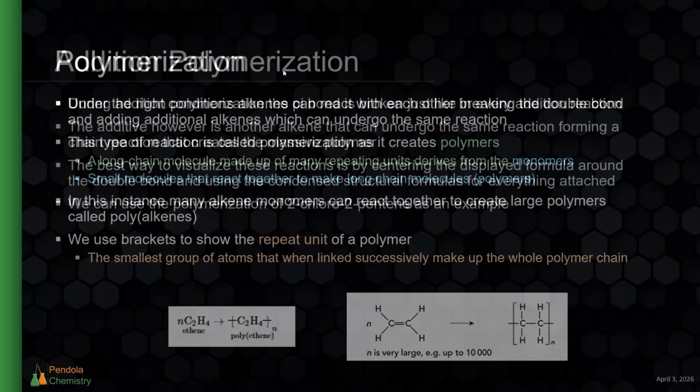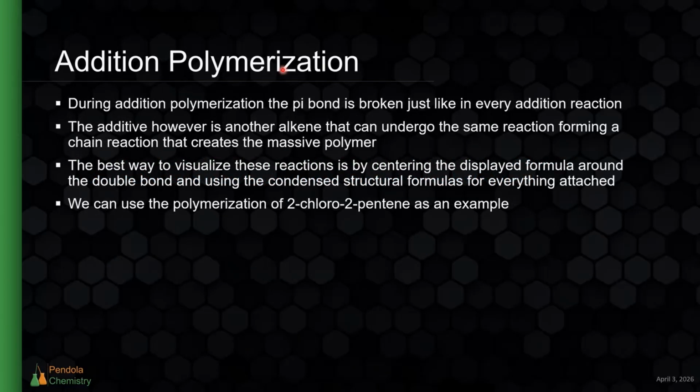So let's take a look at addition polymerization reactions. Now, during addition polymerization, what happens is the same thing that happens during an addition reaction. We have the pi bond on an alkene, the double bond, going to be broken, and those two electrons from the pi bond are going to be used to create a bond to an additive. Now, that additive in the addition reactions we saw earlier was things like a halide or hydrogen, but in this case, the additive is another alkene.